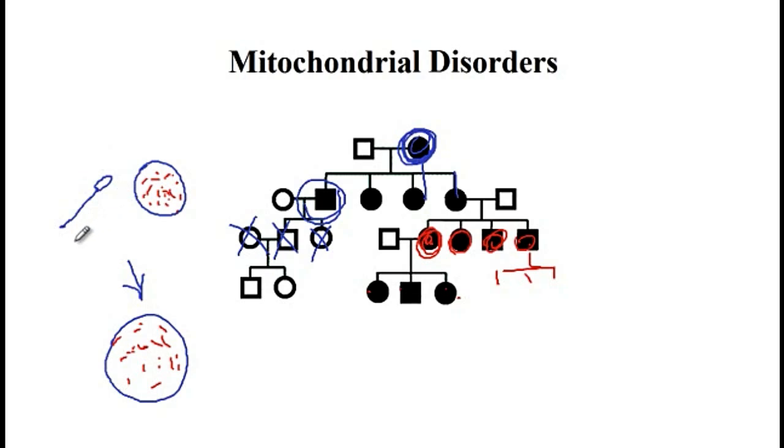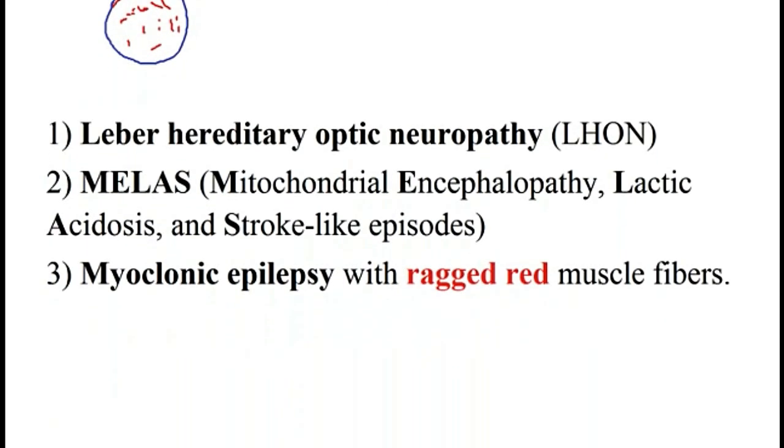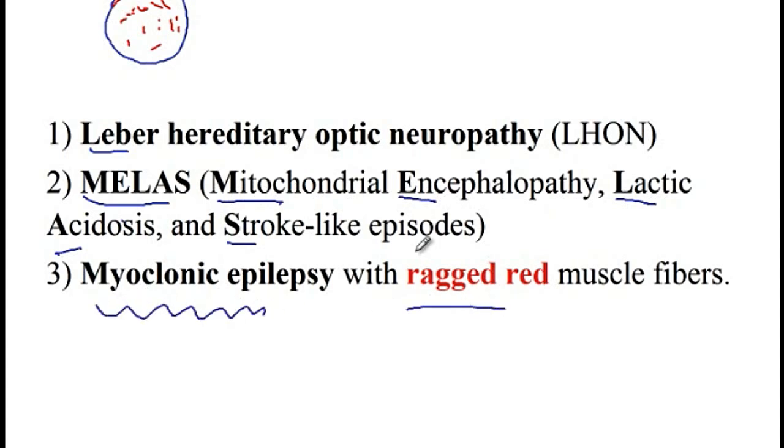So again, keep in mind, since none of the mitochondria are coming from the sperm, males do not transmit any mitochondrial disorders. Examples of mitochondrial disorders include Leber hereditary optic neuropathy, or LHON, and in these patients they would develop painless loss of vision. The other condition is MELAS, which stands for mitochondrial encephalopathy, lactic acidosis, and stroke-like episodes. And finally, the last condition is myoclonic epilepsy with ragged red muscle fibers.